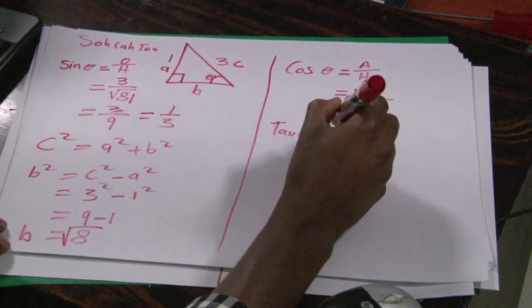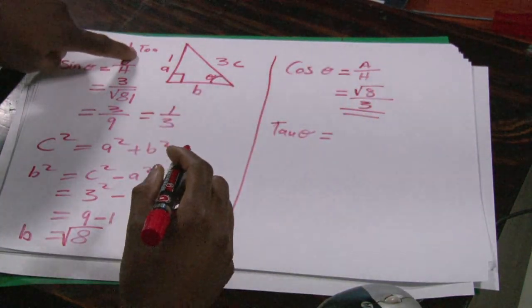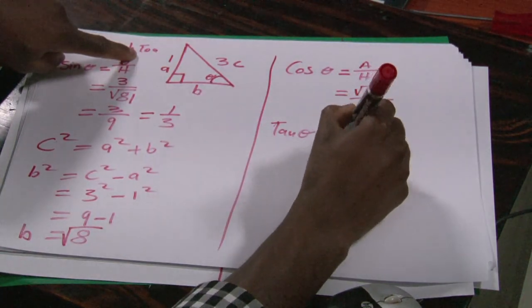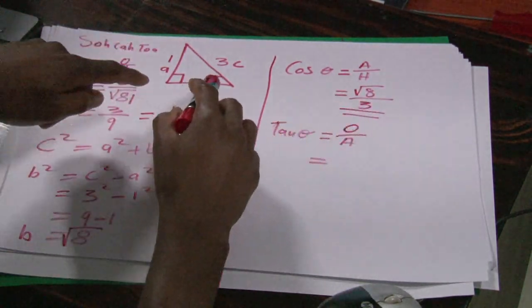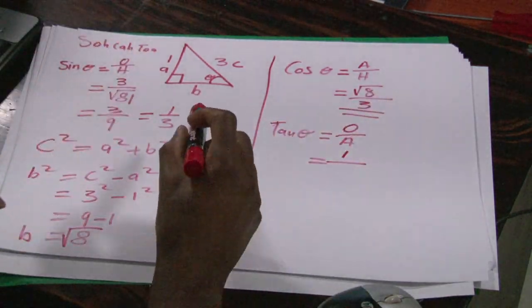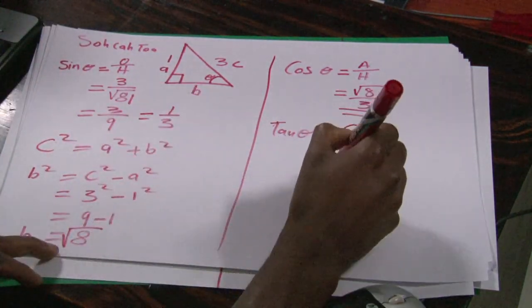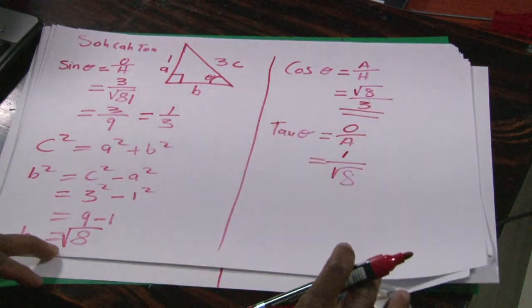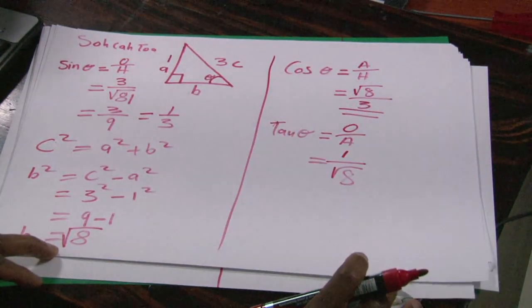Then next is tan theta. What's tan? Opposite over adjacent. What's our opposite? It is 1. And adjacent is B, which is the square root of 8. That's how we got tan theta: 1 over square root of 8.